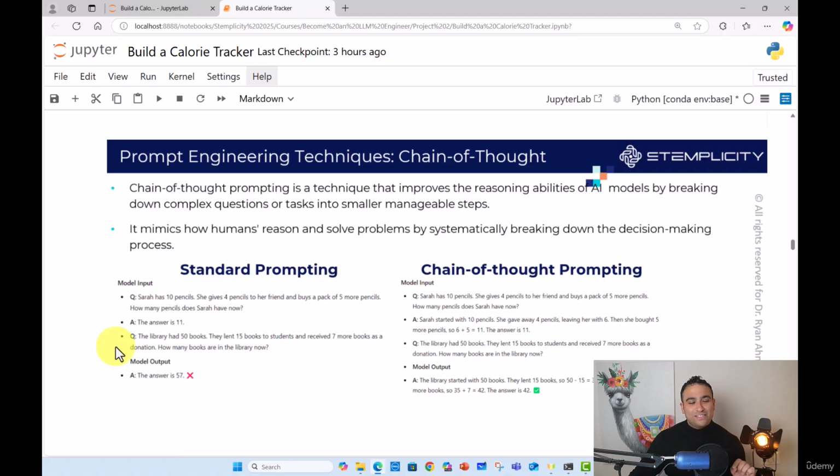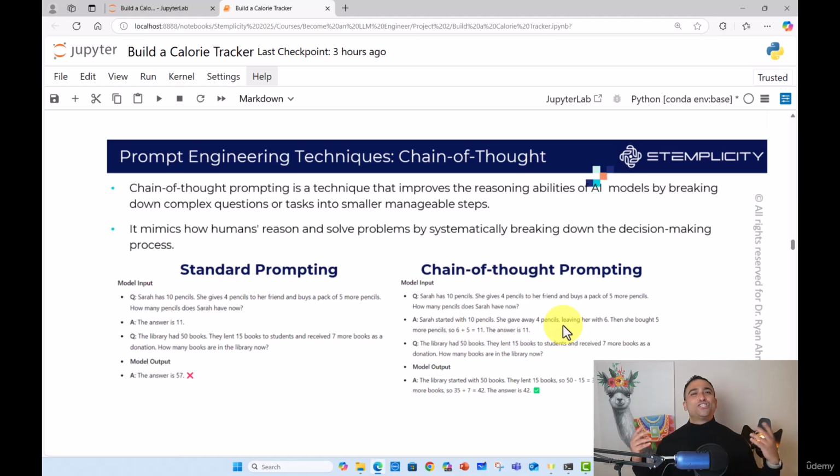What we found is if we break down our chain of thought as humans to the AI, now the AI is going to actually generate better results because I'm showing the AI how to think as humans. So for example, I can say here, Sarah has 10 pencils, she gave 4 pencils to her friend and so on. And now in the prompt itself, I'm going to say, Sarah started with 10 pencils. She gave away 4 pencils, leaving her with 6. Then she bought 5 pencils, then 6 plus 5 equals 11. The answer is 11.